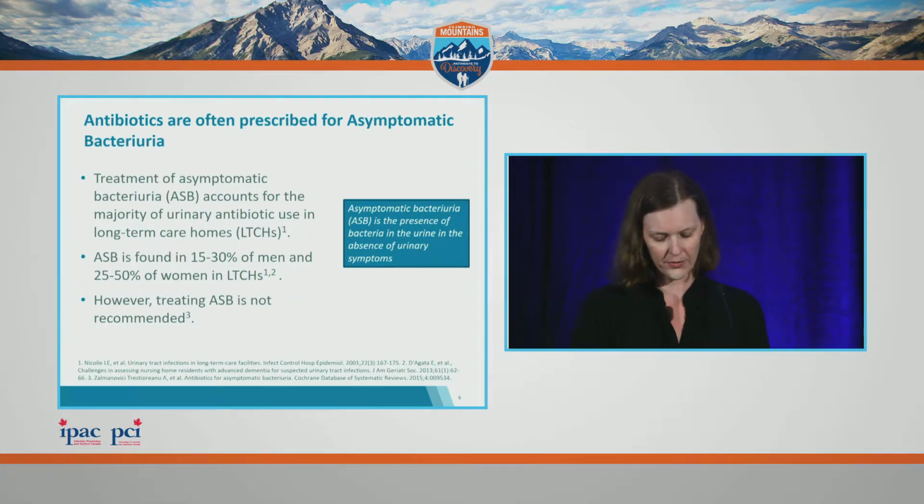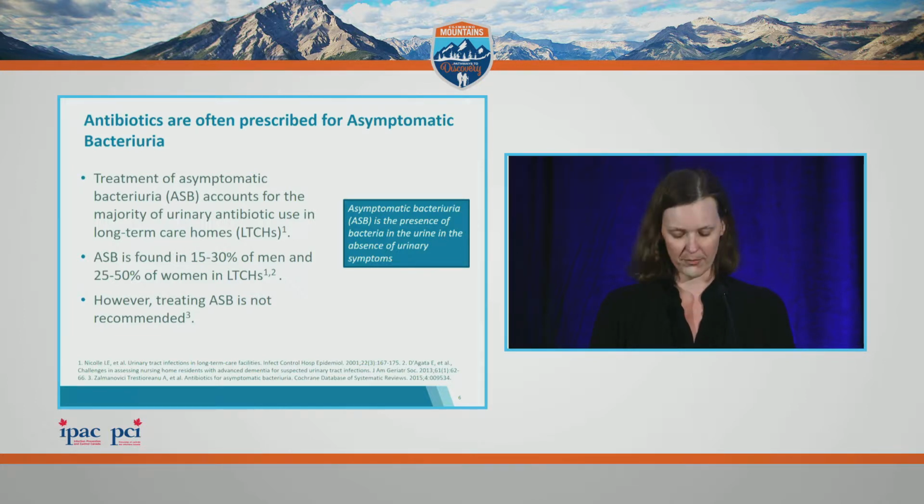So in long-term care homes, urine cultures are often sent for non-urinary tract infection reasons. And sometimes residents with a positive urine culture and no symptoms, asymptomatic bacteriuria, are treated. Asymptomatic bacteriuria can be defined as the presence of bacteria in the urine in the absence of clinical signs and symptoms of a UTI, and unfortunately antibiotics can be prescribed for this. And asymptomatic bacteriuria is quite common.